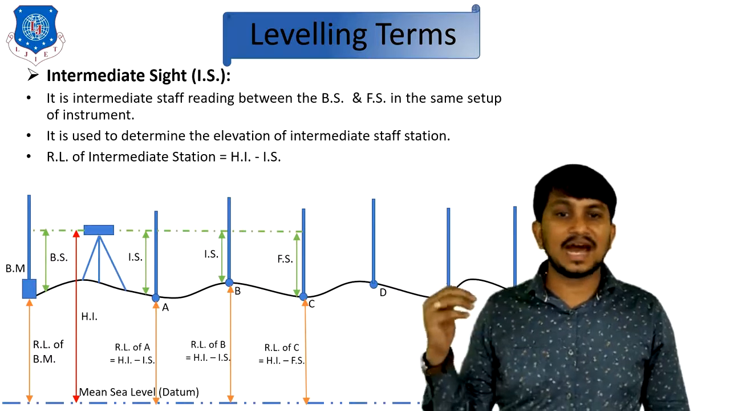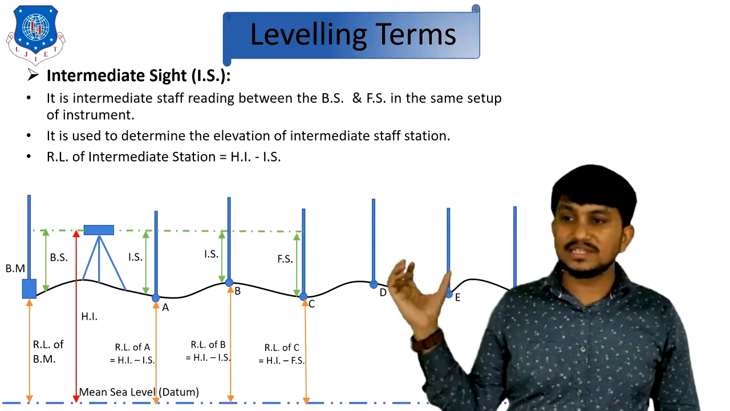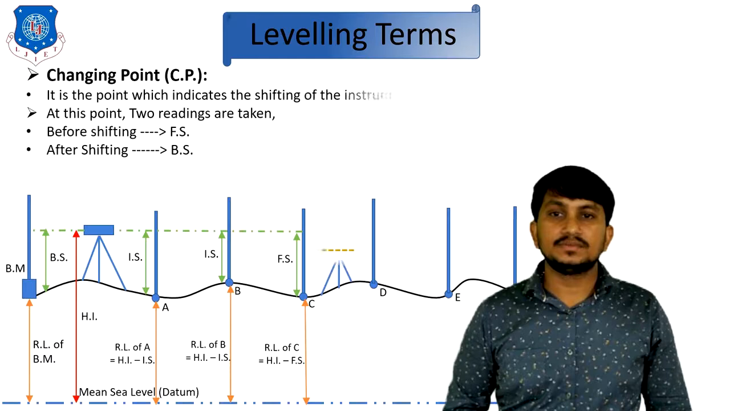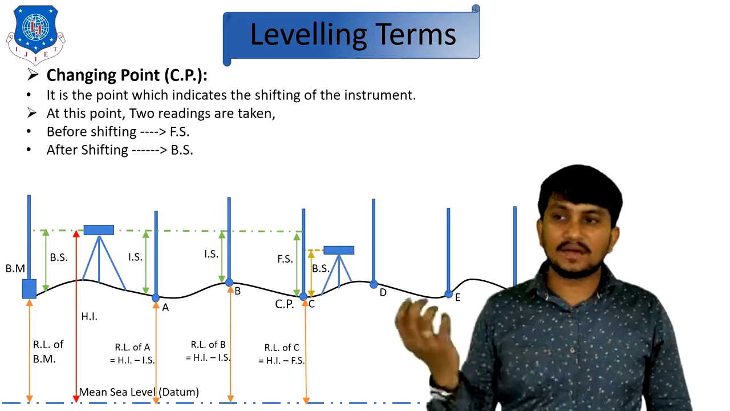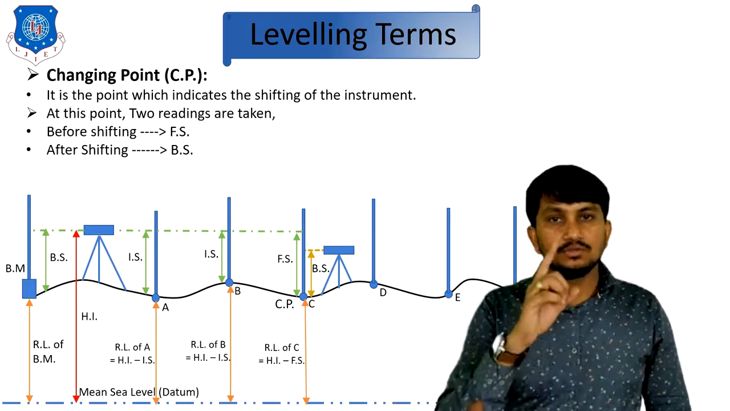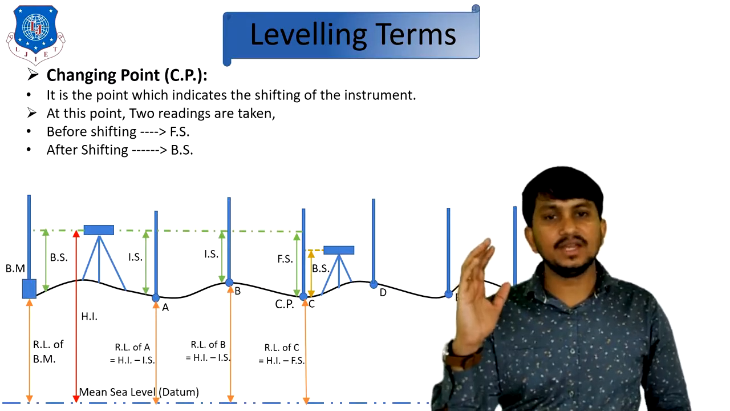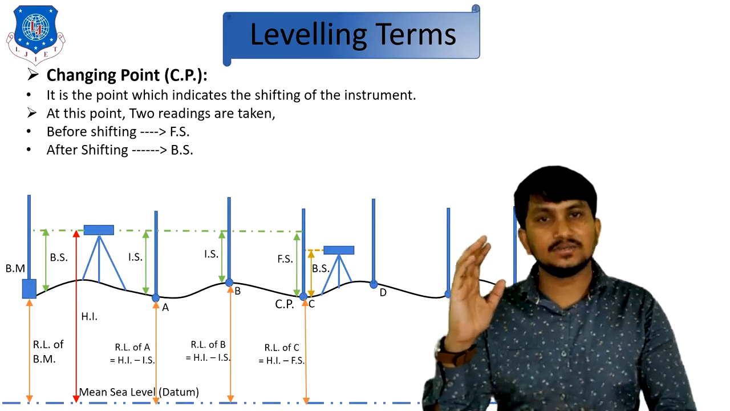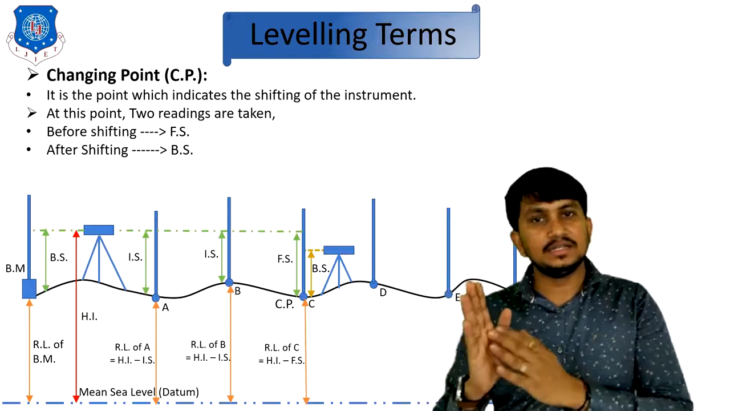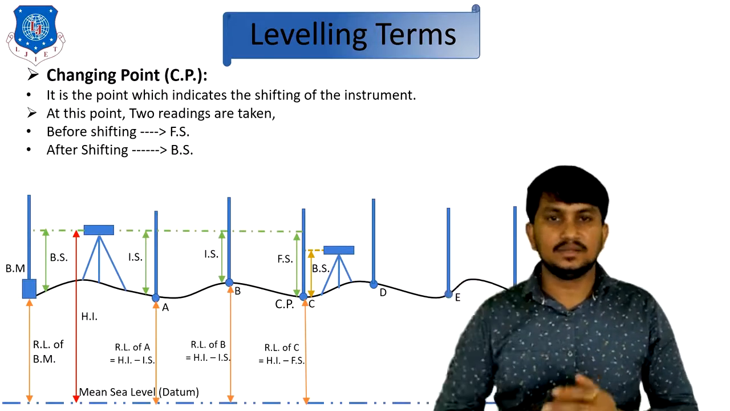For finding out the RL of D, E and F, we have to move this instrument to the next site. Okay, so what is a changing point? After shifting the instrument, we have to take the first reading at the last staff reading, which is at C. So C is having two readings. For the first setup, it is FS, and for the second setup, it is BS.